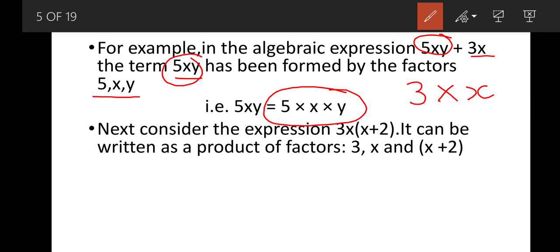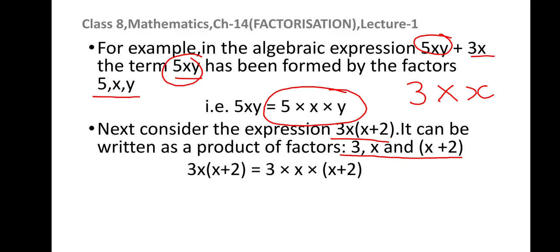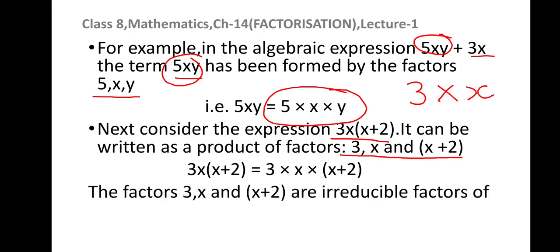And if I talk about this expression, 3x bracket x plus 2, it can be written as the product of factors 3x and x plus 2, that is 3 into x plus 2. Now the factors 3x and x plus 2 are irreducible factors of 3x bracket x plus 2. I think this point is clear to you now.